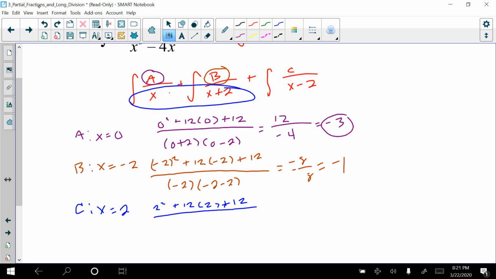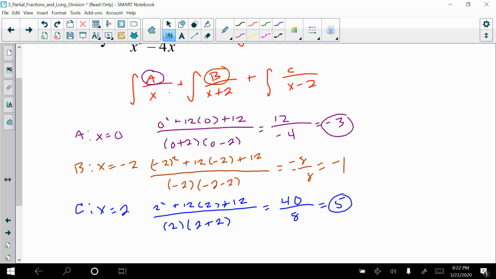So we will take the 2, substitute it for the x from the first fraction, and then take that 2 plus 2 here in the second fraction that we see. And so the numerator in this case is going to work out to be a 40 over a positive 8, which is going to simplify to be a positive 5. So that 5 is what I replace the c with.